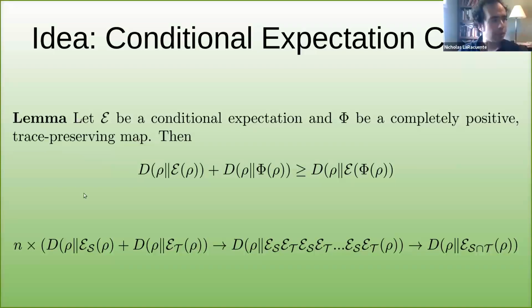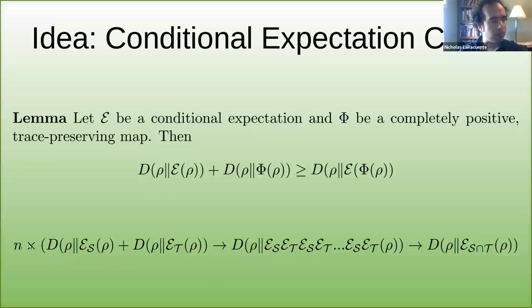And so here we have a conditional expectation and this completely positive trace-preserving map phi. And we have a sum of relative entropies between the state and its conditional expectation, and between the state and the channel of that original state. And these will turn out to be larger than or equal to the relative entropy between the original state rho and the conditional expectation of the channel of it. So it allows us to combine things.